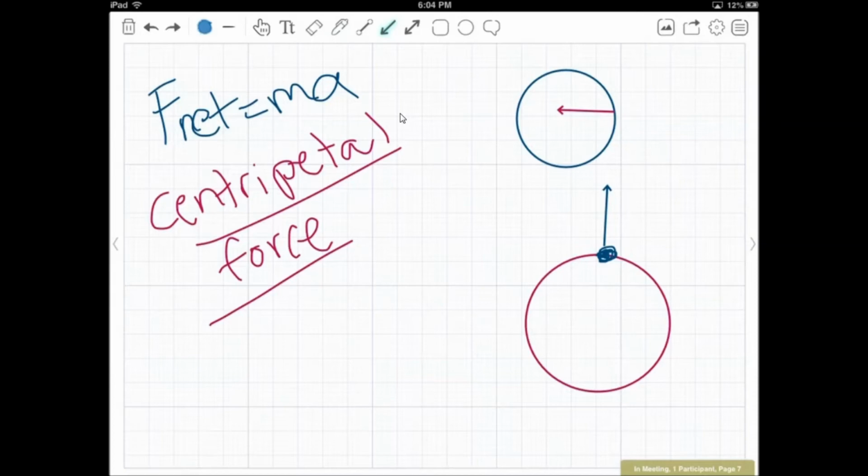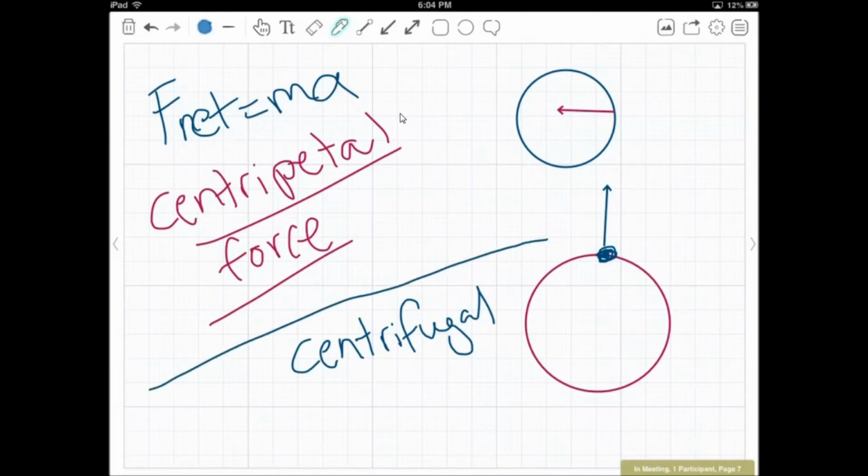It is not a real force. Let me write it down. I lied. Centrifugal. Okay. This force is not real.